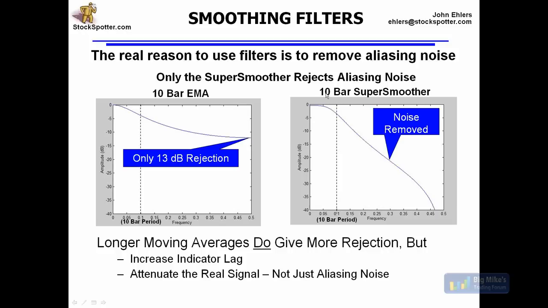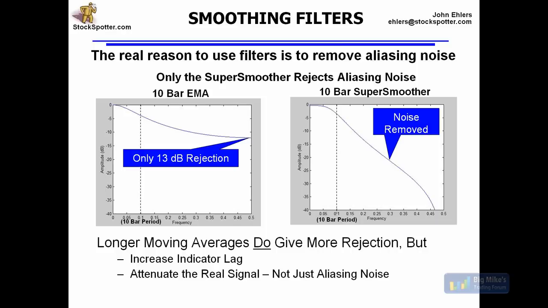And again, I set the critical period at a 10-bar period, minus 3 dB. But now it has a sharp rejection and theoretically infinite rejection at the Nyquist frequency. So what I have done is for all the signals that have a period longer than 10 bars, they're basically unattenuated. But I've addressed the aliasing noise directly and knock it down substantially. I basically eliminate it with the super smoother.